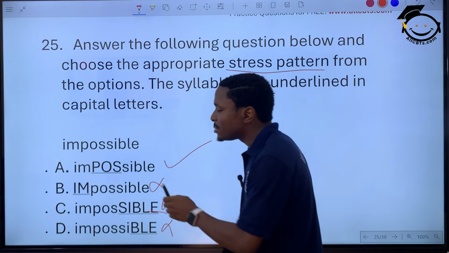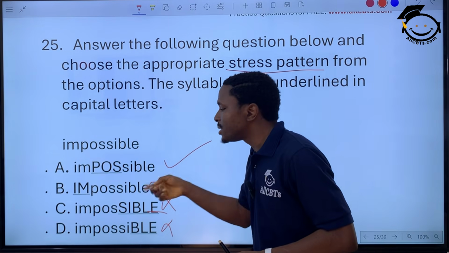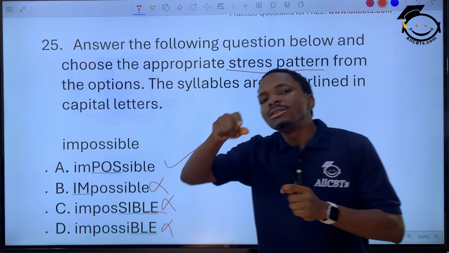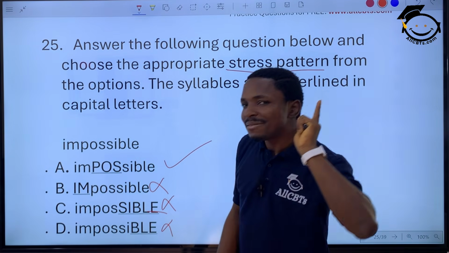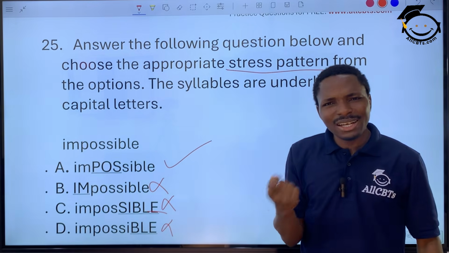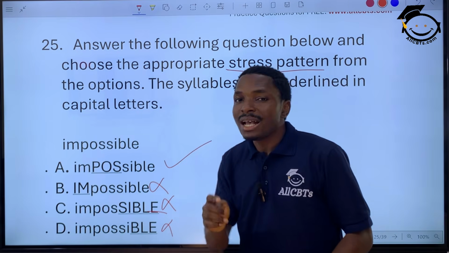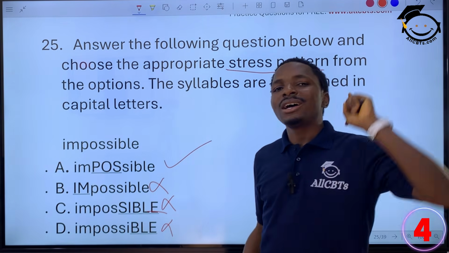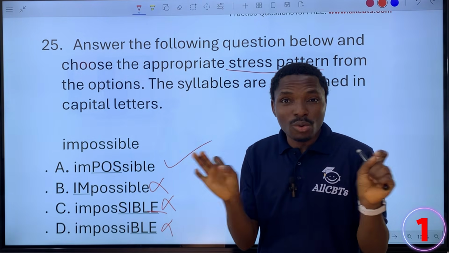Now, when you have such a prefix like this, if it is 4-syllabic, impossible, the trick is that the stress will always be on the first syllable after the prefix. Is that clear? So when you have a 4-syllabic word, it has a prefix, the stress will come on the first syllable after the prefix. That is a rule, and it works.